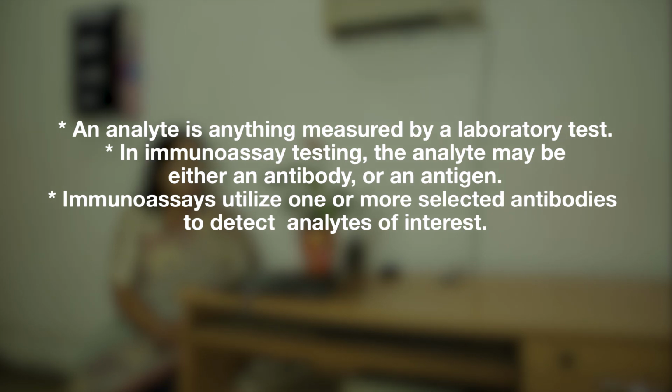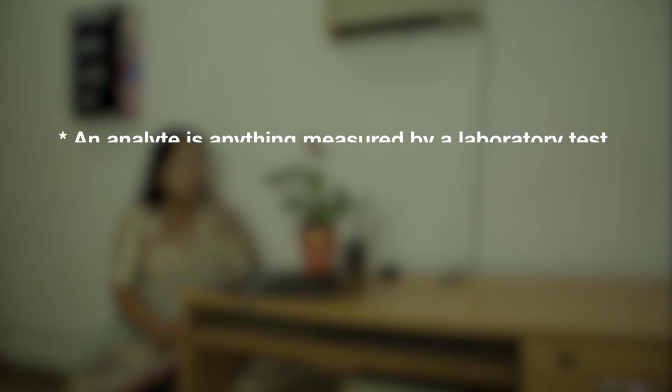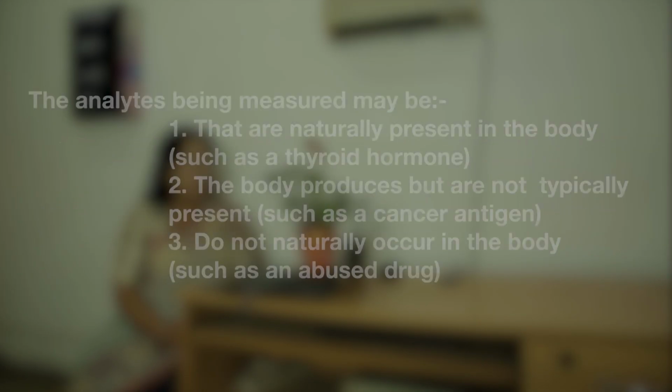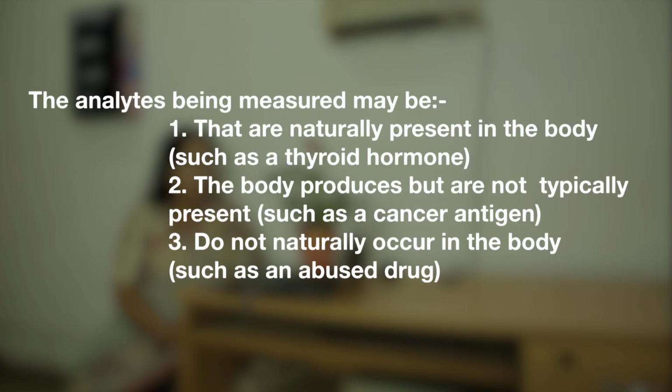In immunoassay testing, the analyte may be either an antibody or an antigen, and immunoassays utilize one or more selected antibodies to detect the analyte of interest. The analyte being measured may be naturally present in the body, for example, thyroid hormones; or produced by the body but not typically present, for example, cancer antigens, the cancer markers; and thirdly, substances that do not naturally occur in the body, such as drugs of abuse or drugs we give from outside.